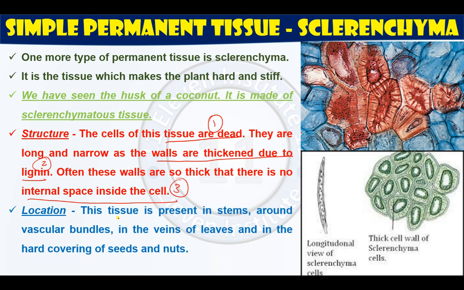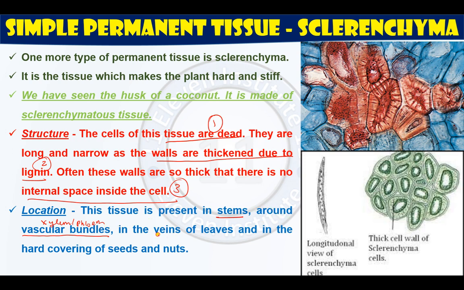Location. This tissue is present in stems, right? Where present in stems? Around the vascular bundles. Vascular bundles means where xylem and phloem are present. We will discuss them in the upcoming video lectures. Surrounding the vascular bundles, we will see this sclerenchymatous tissue.